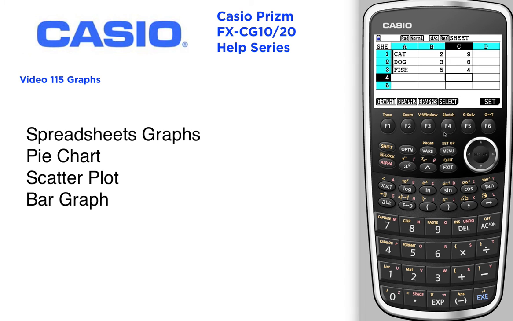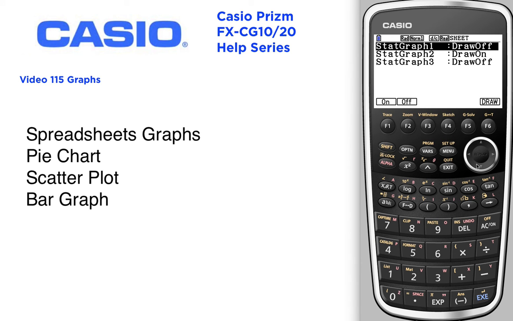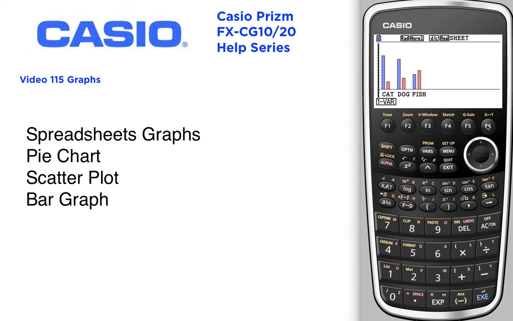Again, those are all set. Let's select. So we'll turn off our second graph, turn on our third graph, and just press draw. There you have a side-by-side double bar graph. And from here, you could also select one variable statistics on the information.